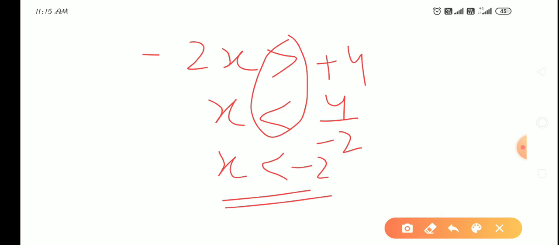So again I am repeating this point. If you multiply or divide both sides of an inequation by a negative number, then the sign of inequality changes. Means greater than becomes less than, less than becomes greater than, greater than or equal to becomes less than or equal to, and less than or equal to becomes greater than or equal to. So you have to keep these two rules. This is the first rule, and one more rule.